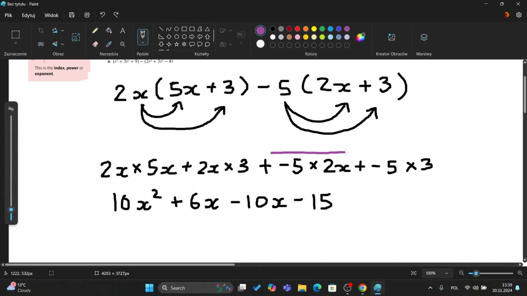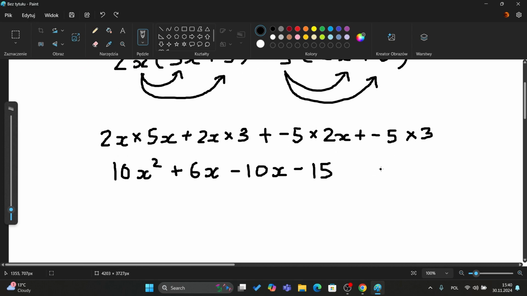Now we add the minus 5 to x. So minus 5 times 2x is minus 5 times the 2, which is minus 10x, because x is just on its own, so it's just minus 10x. And now minus 5 times 3, we know how to do this, it's minus 15. Now we need to collect the like terms.